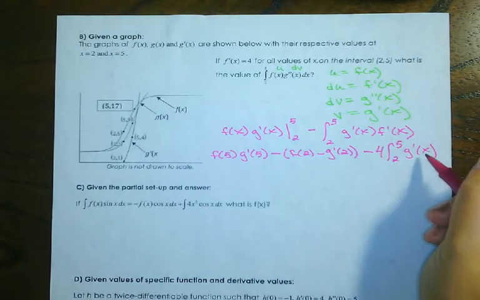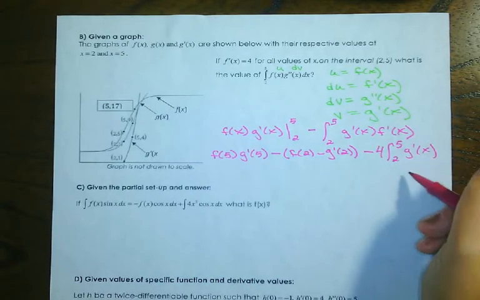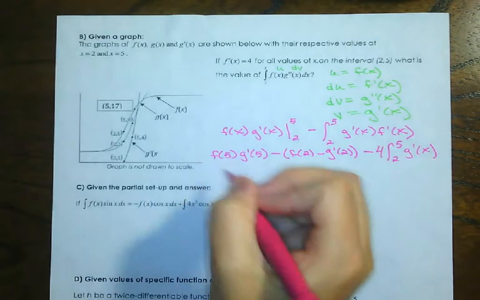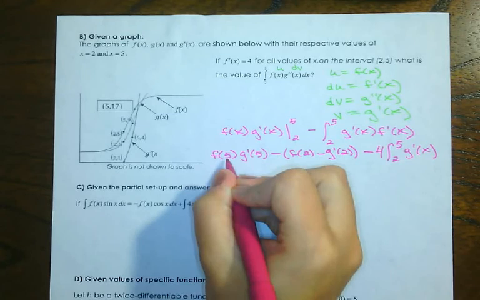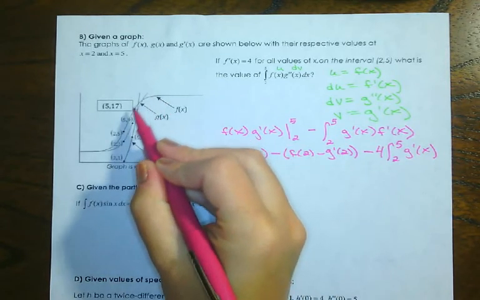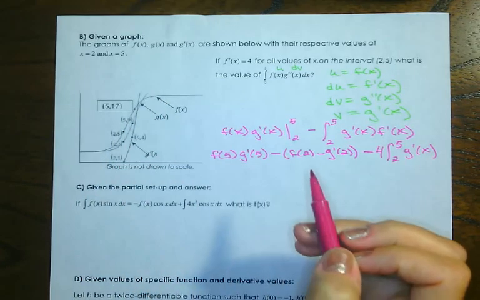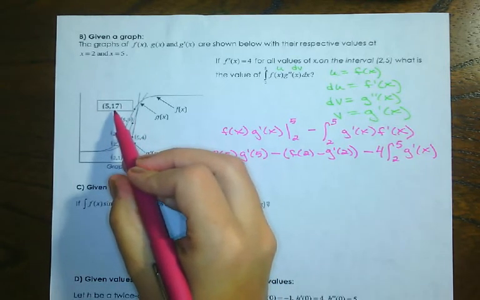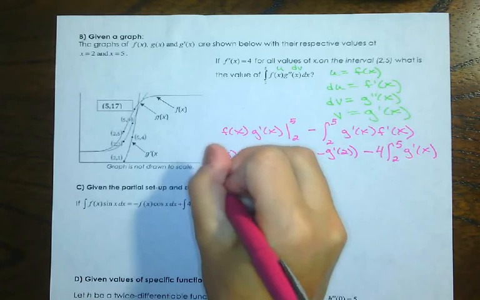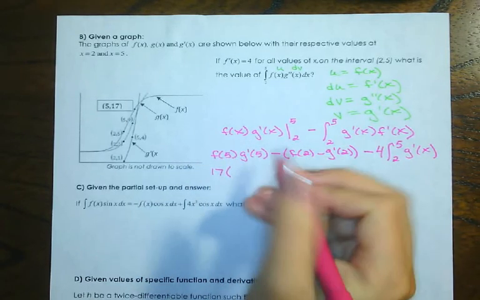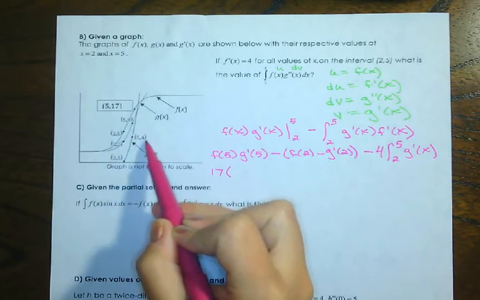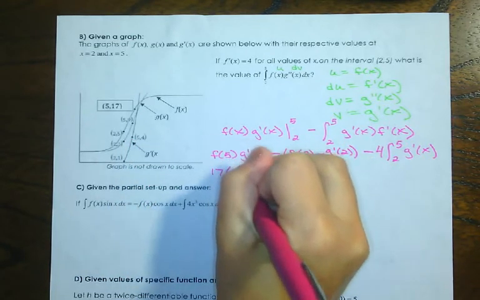And now g prime is very easy to integrate. I would just get back to g of x. So I can clean this up. For f of 5, you just have to be careful on this f graph. You would see f of 5 looks like it's 17, from this point here. So you'd have 17 times g prime of 5. So here's the g prime. So g prime of 5 is a 4. So you get 17 times 4.